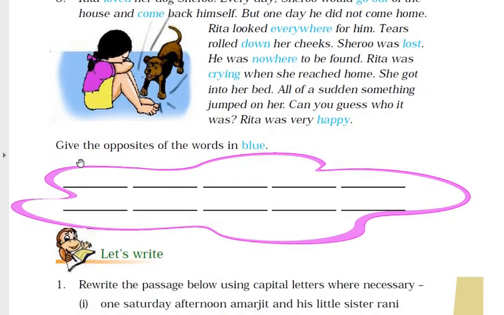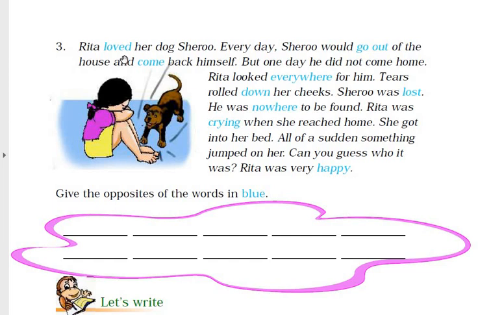Okay, so now give the opposites of the word in blue. Loved. It is in past form, so the opposite of love has already been discussed. Hate. So the past form would be hated. So Rita hated her dog Sheru. Every day Sheru would go out. Go. The opposite of go is come, and the opposite of out is in. Come in. Like you seek permission before entering the class.